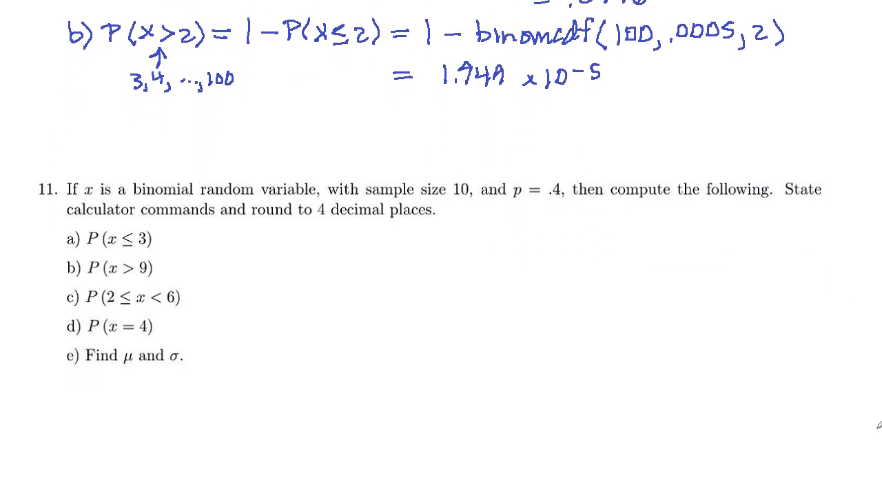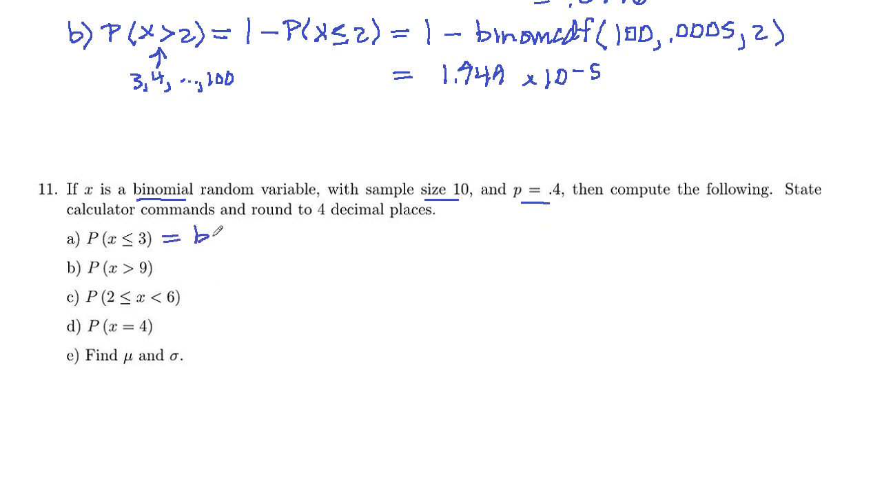And then in problem number 11, we are given here that these are binomial random variables. So all of this is going to be binomial PDF or CDF. So remember, PDF is when you've got an equal, like this one will be PDF. All the others will use CDF. So sample size is 10, N is 10, P is 0.4. Compute the probability X less than or equal to 3.